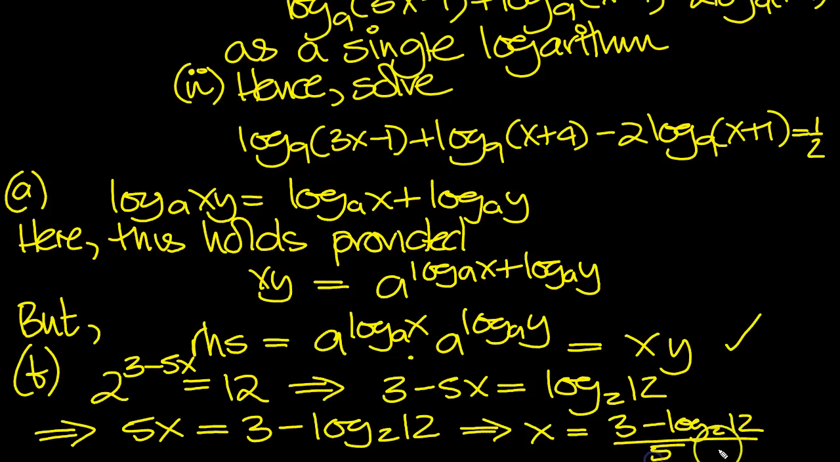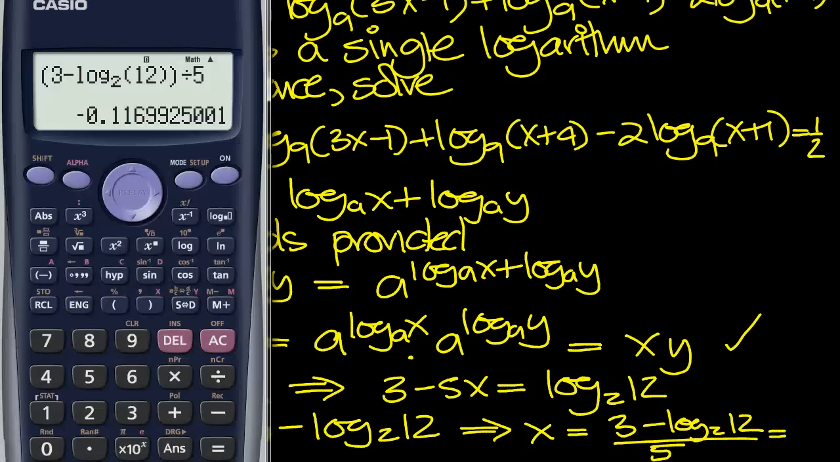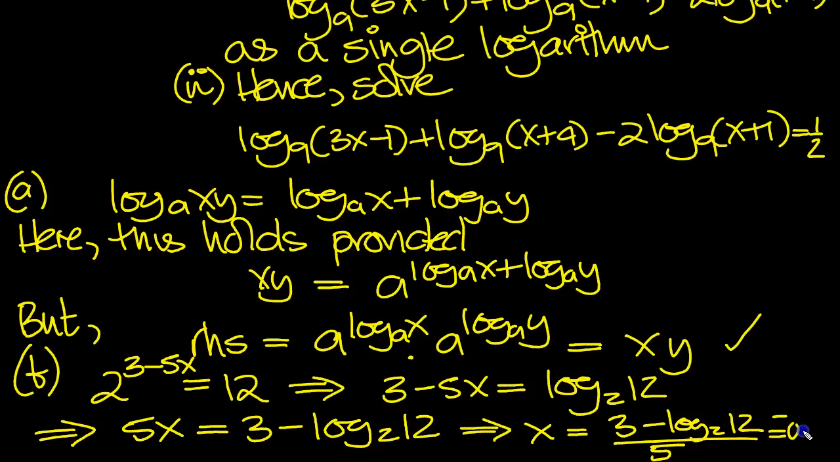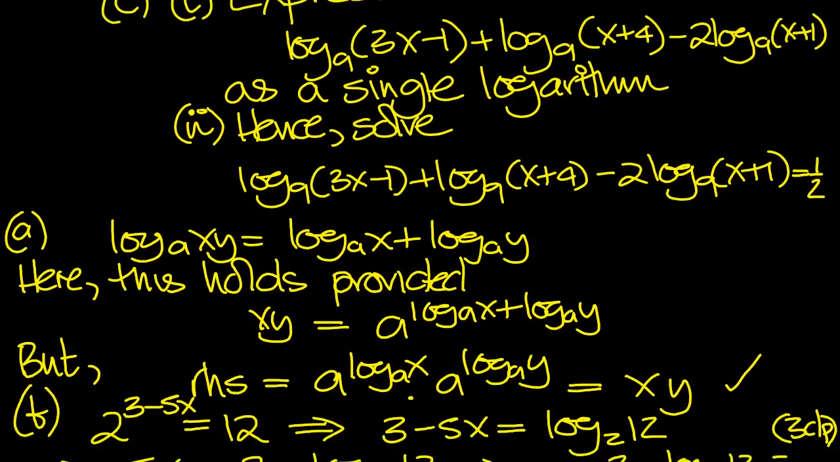over 5. So we need to tap that in the calculator and we need to work it out to 3 decimal places. So the top number, 3 minus log 2 of 12, close the bracket on top, divided by 5, minus 0.117, isn't it, to 3dp, minus 0.117, and that's to 3 decimal places. Okay, that's part B. Now we need to turn our attention to part C.